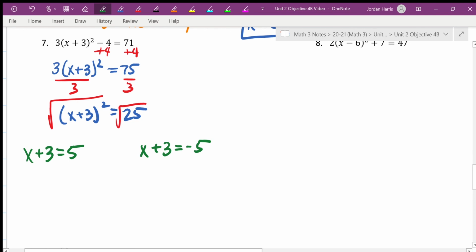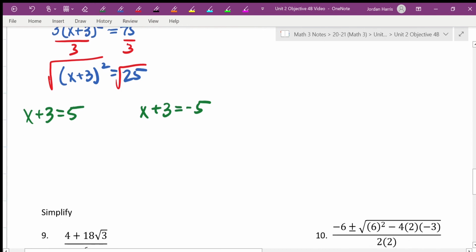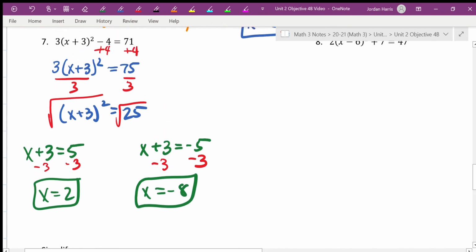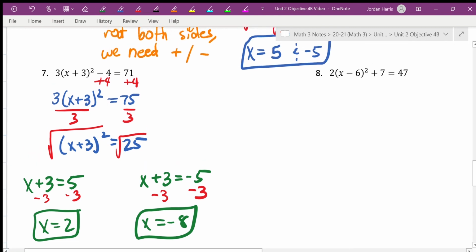Okay, plus or minus. Square root both sides makes plus or minus, just like absolute value makes plus or minus. Okay, and then I can solve. Subtract 3. I get my first solution of x equals 2. Subtract 3, and I get my second solution of x equals negative 8. If we plug those into the original problem, we could see that they do work by checking. But whenever you square root both sides, you need plus or minus, because that's squared, we'll turn whatever the negative is positive, because negative times a negative makes a positive.